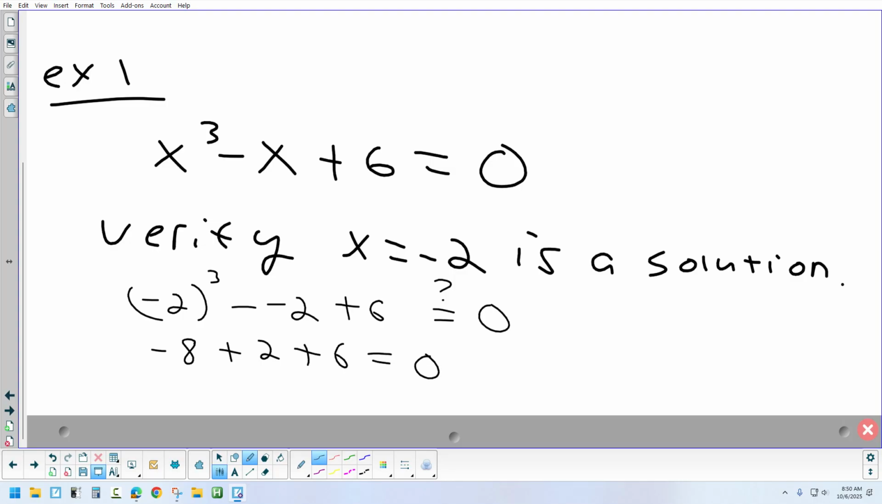So that will simplify the left. Jade, what's -8 plus 2? -6. And then -6 plus 6? 0. There you go. So does that mean -2 is a solution or is not? It is, yeah. Because we got the same thing on both sides, and we verified that it is a solution. Okay. Questions on that?